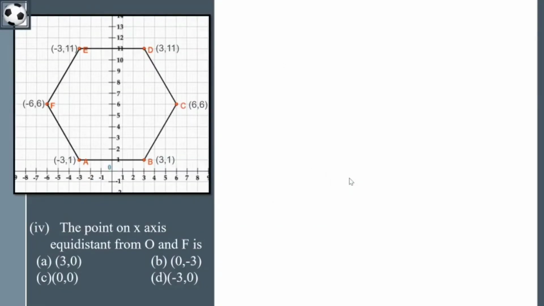The point on the x-axis equidistant from O and F. Now, O point, first of all, what was that? O point in the previous question we had found out. It is the midpoint of CF and it is given by (0, 6). And F is what point? F is the point (-6, 6). I need to find a point on the x-axis which is equidistant from O and F.